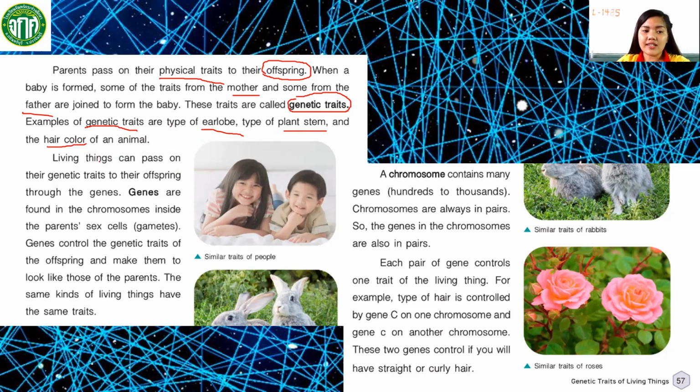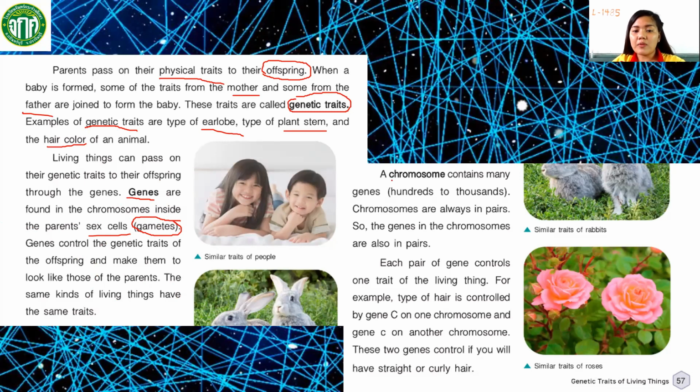Living things can pass on their genetic traits to their offspring through the genes. Genes are found in the chromosomes inside the parent's sex cells. These sex cells are also called gametes. Genes control the genetic traits of the offspring and make them look like their parents. The same kinds of living things have the same traits.